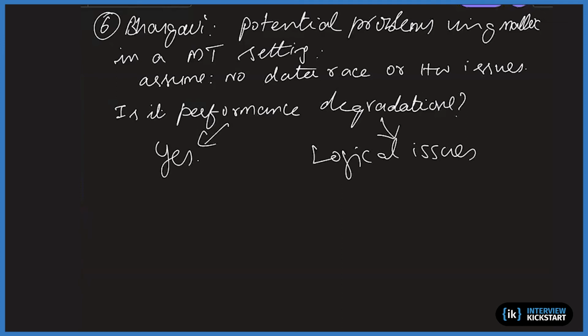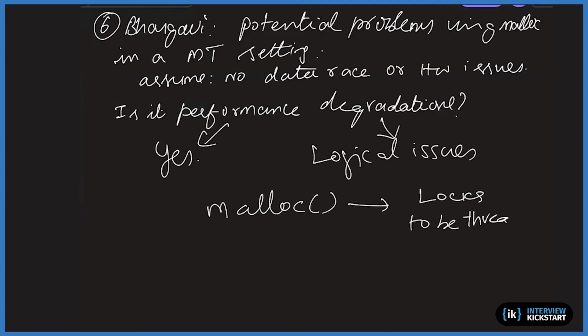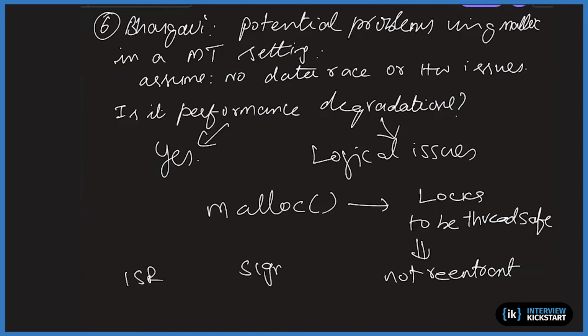So that could be, let's say you have malloc and it basically uses locks to be thread safe. Right? Now, locks will basically mean malloc is not re-entrant. So you cannot nest mallocs. When will malloc nest? Let's say you have an ISR or a signal handler in the case of Linux. They are asynchronously called and they can nest.